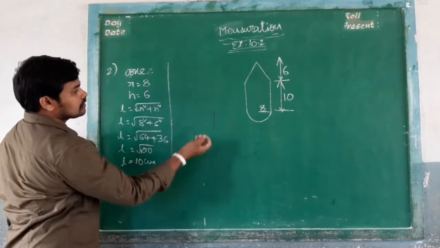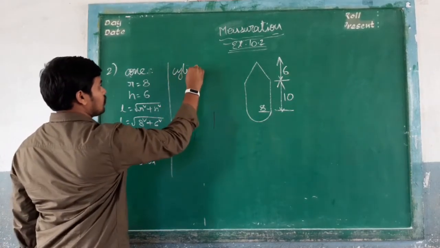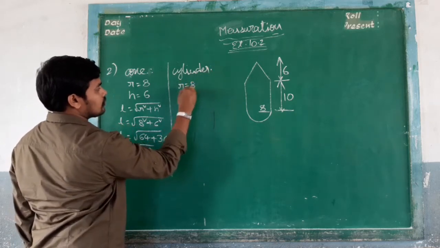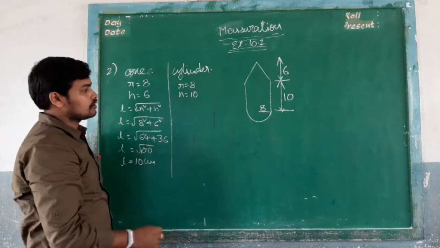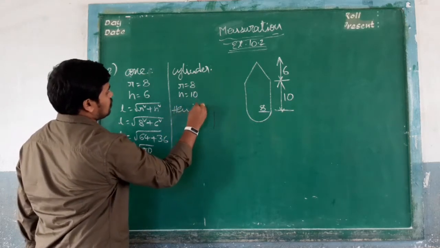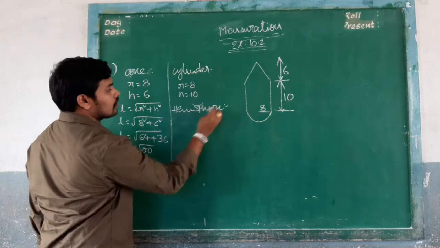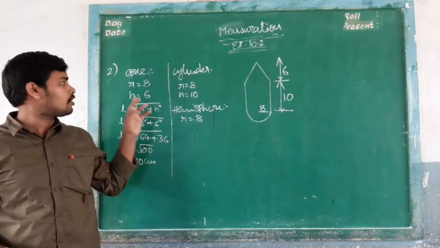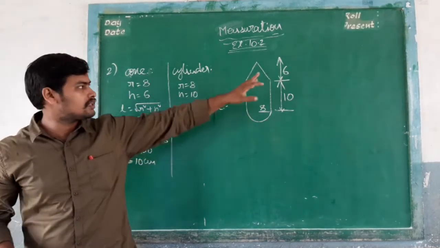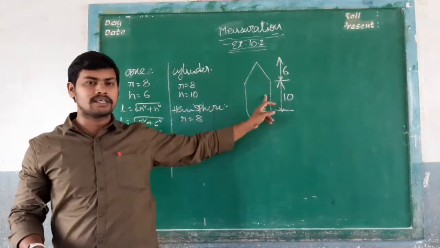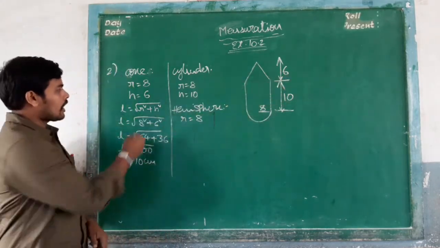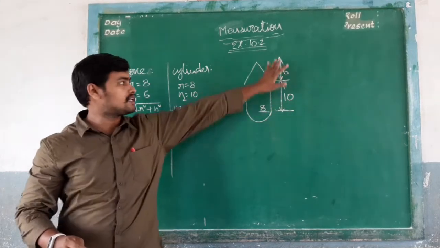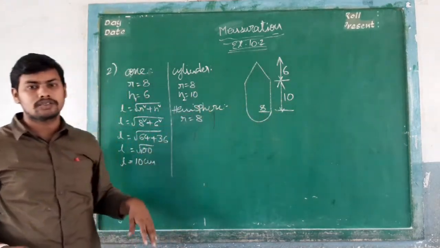Next, cylinder. Cylinder radius 8, height is 10. Okay, hemisphere. Radius 8. Here all the radii are the same. Here there are two heights: one is the cone height and another is the cylinder height. So I have to take h1 and h2 like this, because there are differences in the heights of the solids.